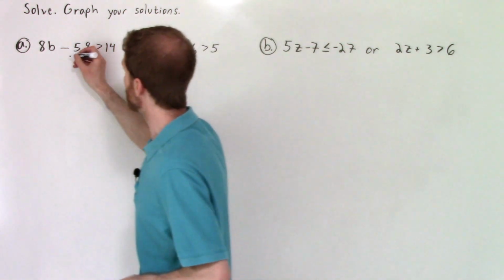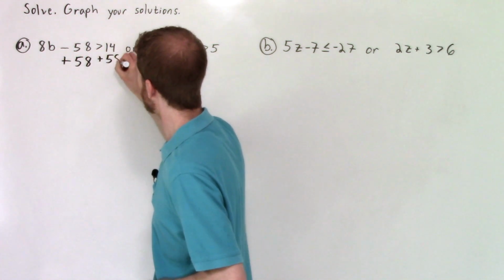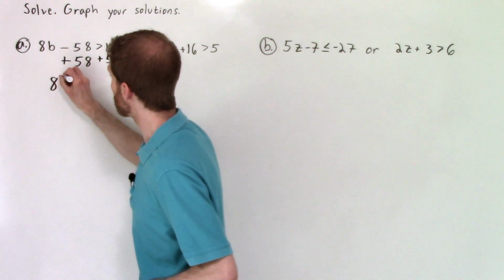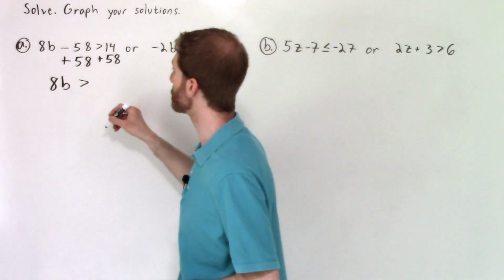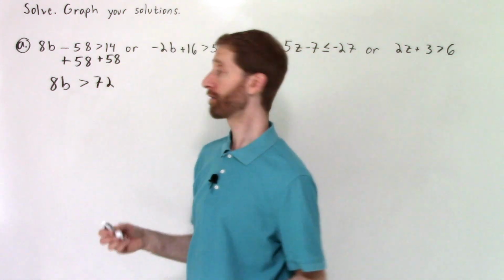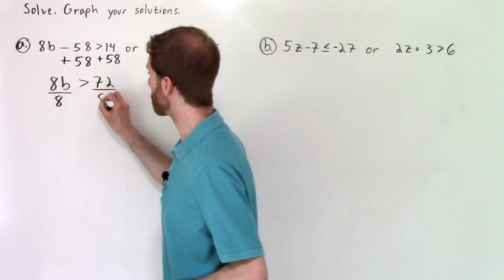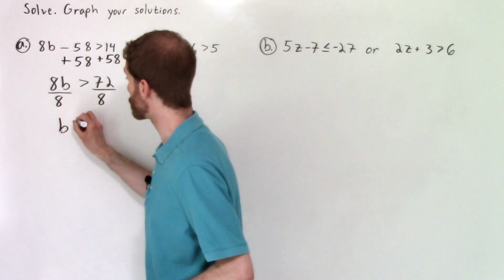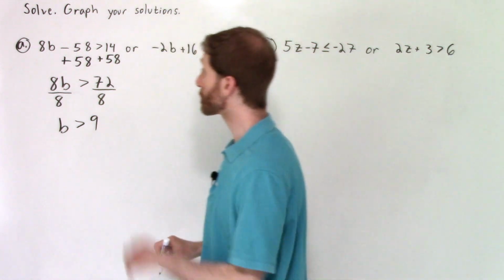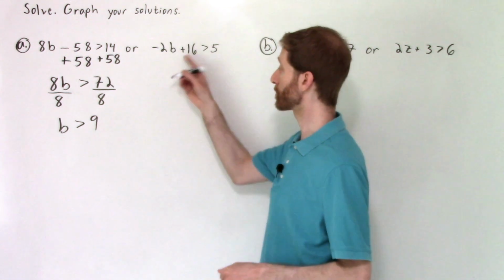So I'm going to add 58 to both sides of the inequality. And from there I get 8b is greater than 14 plus 58, which is 72. Then I solve like any normal inequality, isolating b by dividing both sides by 8. And you're left with b is greater than 9. So we solve that one inequality. We don't have an overlapping inequality like an AND, so I just go to the other one and solve it like normal.